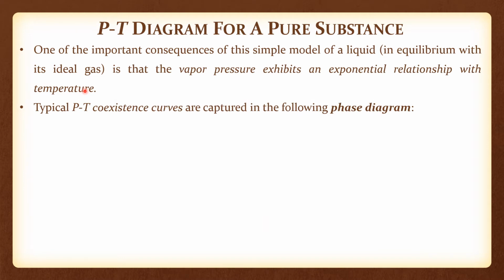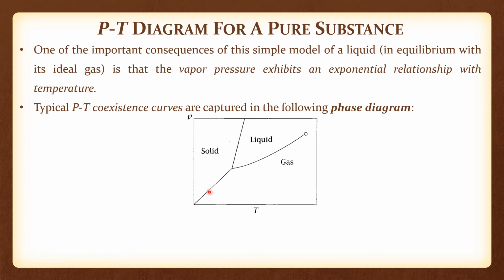So typical PT coexistence curves are captured in the following phase diagram. The high pressure, low temperature region corresponds to solid, and the low pressure, high temperature region corresponds to gas, and the intermediate phases are liquid phases. There is this particular point called the critical point, which we will not discuss in this particular lecture or in any of the subsequent lectures for a series of lectures.